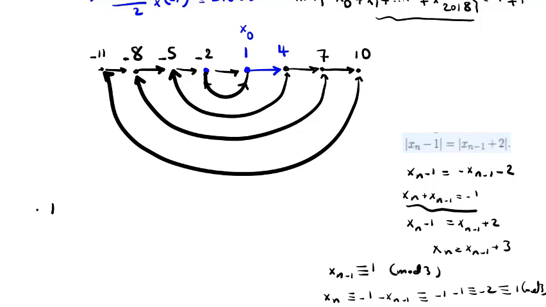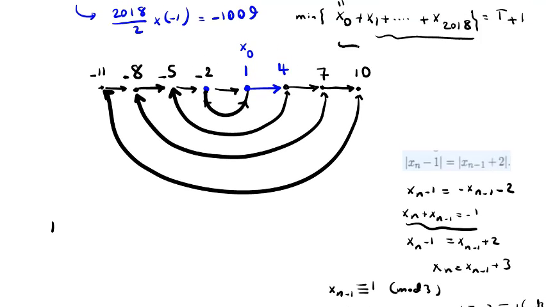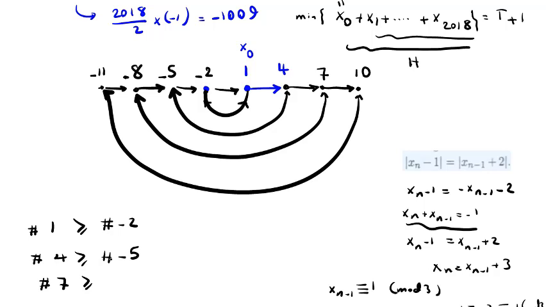I want to say, if we start from x0, let me call the minimum of d, for example, h. If I start with 1, the number of 1s is always greater than or equal to the number of negative 2s. And the number of 4s is always greater than or equal to the number of negative 5s. The key point of the proof is this. The number of 7s is greater than or equal to the number of negative 8s, and so on.